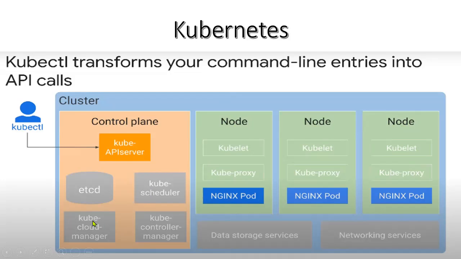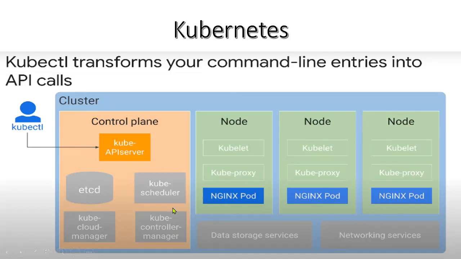Now, I told you there is something called the kube cloud manager, kube scheduler, and kube controller manager. This kube cloud manager helps make communication between the on-premise Kubernetes and the node, as well as in AWS or between AWS and GCP. So the cloud manager helps Kubernetes setups between different cloud providers.